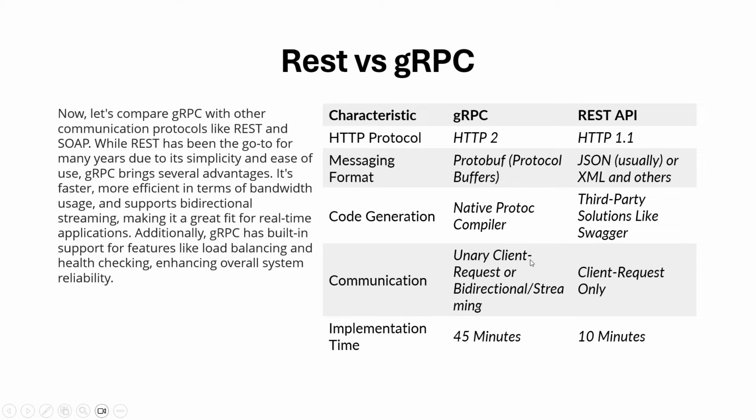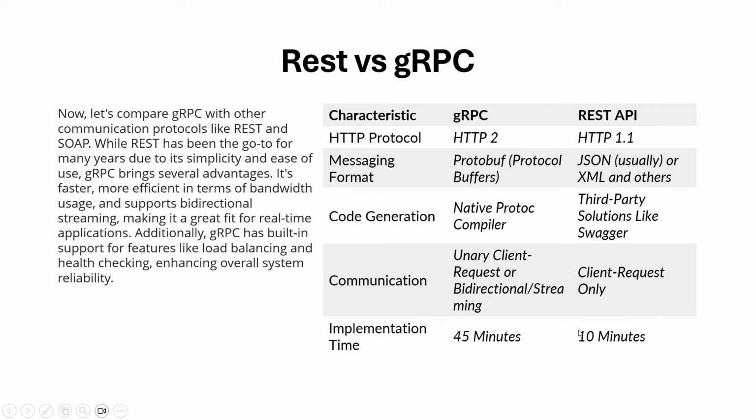And for the communication, in REST we have only client request and response, whereas in gRPC we have the same client request and response as a unary call, and we have client streaming and server streaming, and also bidirectional streaming. We'll see this later in this video. And the implementation time is a little high for gRPC, but it is worth implementing because of efficient and fast data transmission and efficient use of bandwidth, right?